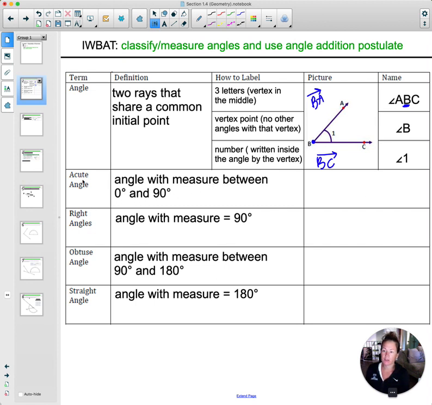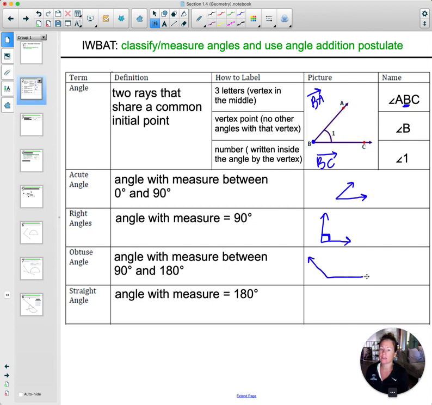This should all be review. An acute angle is just an angle that's between 0 degrees and 90 degrees. Just draw yourself an example: something smaller than a 90-degree angle. A right angle is exactly 90 degrees. Make sure you put this little box in here to show that it's 90 degrees. If you're drawing a right angle, you have to have that little box in there to tell that it is exactly 90 degrees. This is the marking that tells us. Without it, it's not a 90-degree angle.